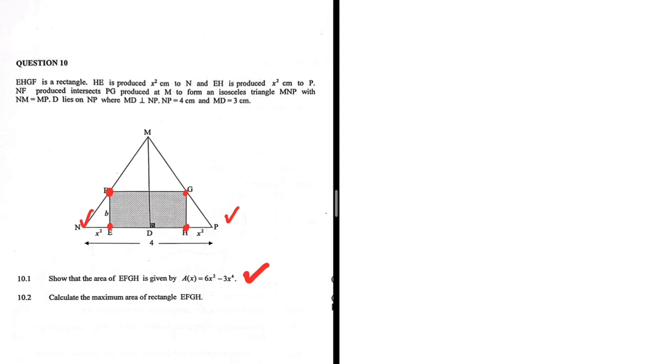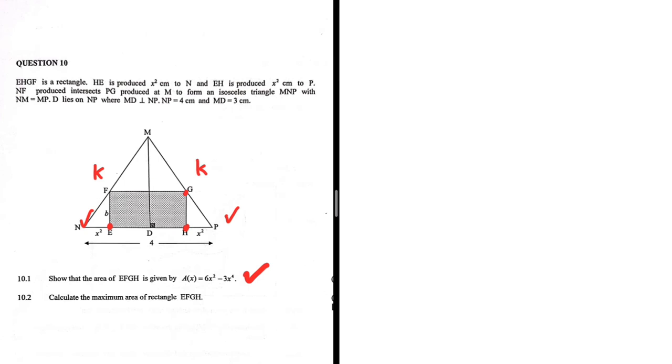It goes on to say that PG is produced at M to form an isosceles triangle MNP with NM equal to MP. So if we have K on this side, we also have K on this side, some K units. And then MD is parallel to NP. We have an angle of 90 degrees there that shows that clearly. NP is 4 centimeters, and MD is 3 centimeters.